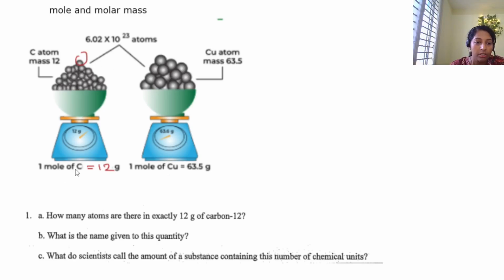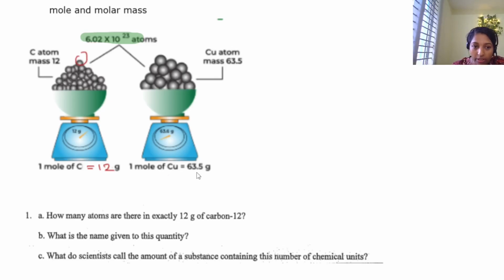So see, suppose when you are taking 1 mole of carbon atoms in a weighing balance, how many carbon atoms will be there? 6.022 times 10 to the power of 23 carbon atoms are there. So, what may be the weighing balance result? That is what you mean by molar mass. For carbon, it is 12 gram.